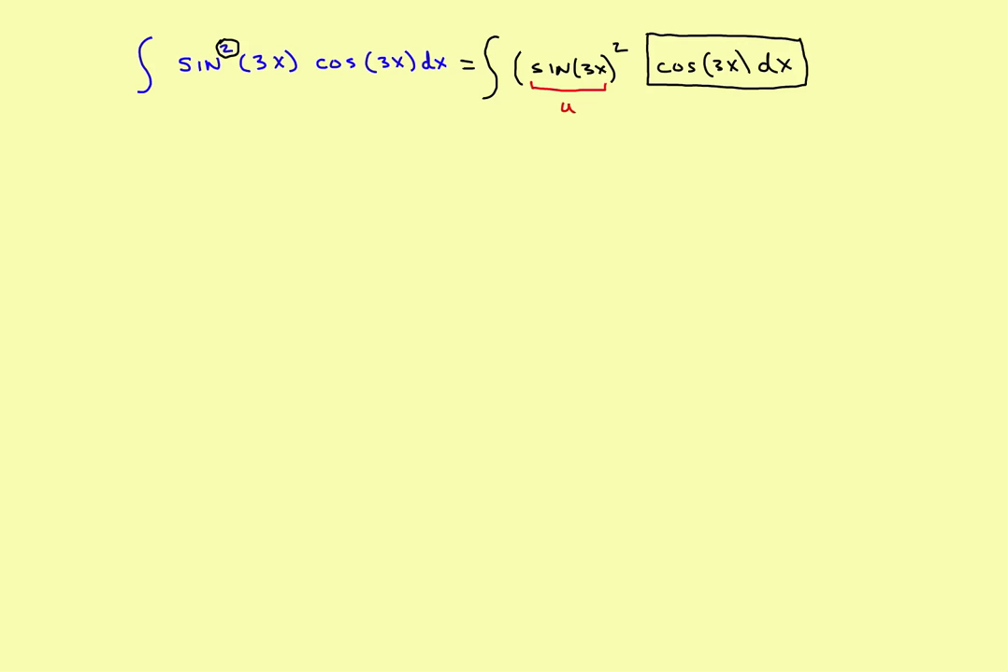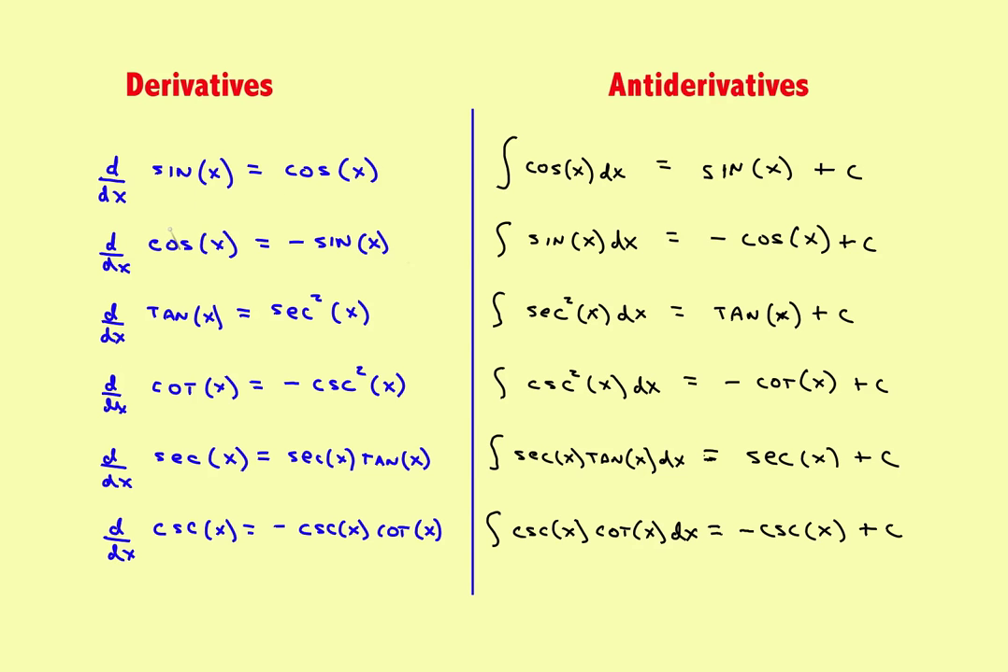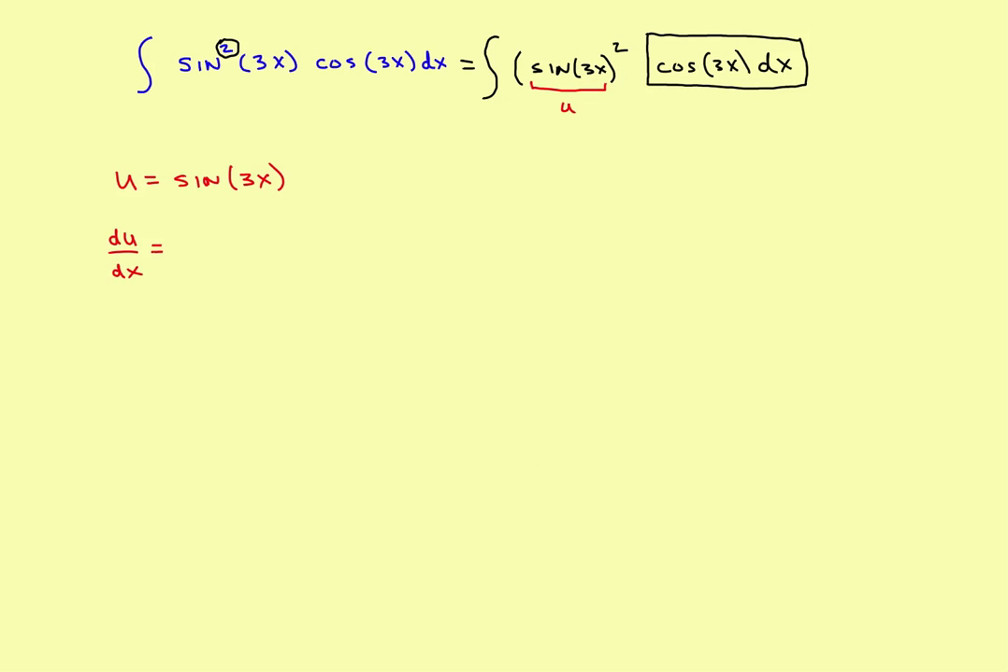Now you still follow the same procedure. Let u be equal to the sine of 3x. So find the derivative of that. But remember, this is a composite function, so it's going to take the chain rule. So the derivative of u with respect to x, and again, if you need to, go back to your definitions. The derivative of the sine is the cosine, and then remember this is a chain rule.